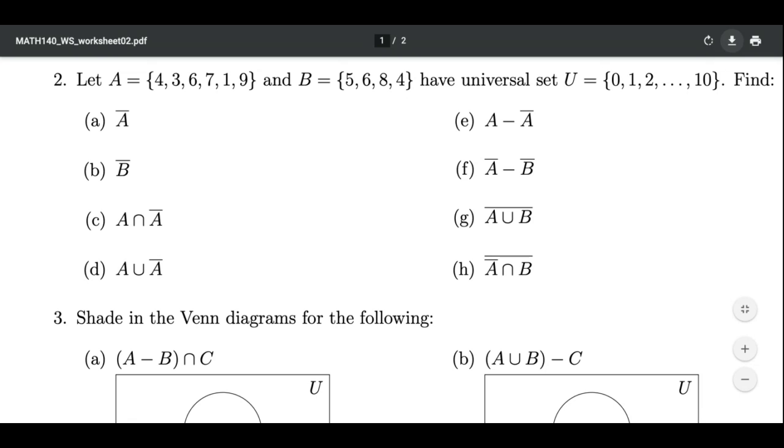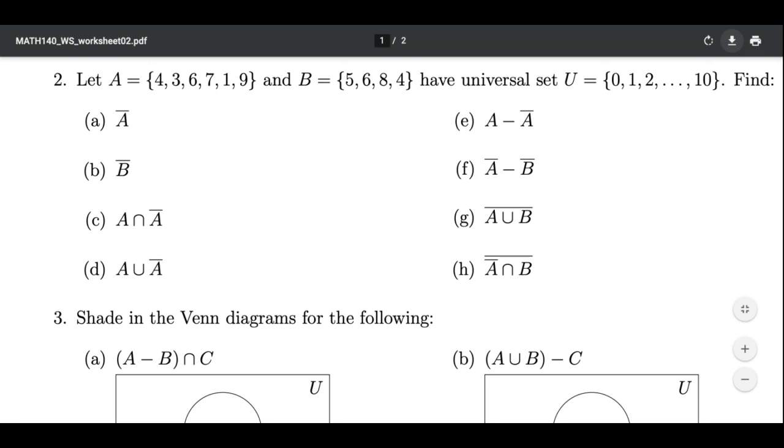So the elements in U are not in A. Or think about it this way, Arden: A union complement of A equals the universal set. Type in the chat. So a set union its complement always equals the universal set. Remember when we talk about the complement of a set, we always refer to a universal set.